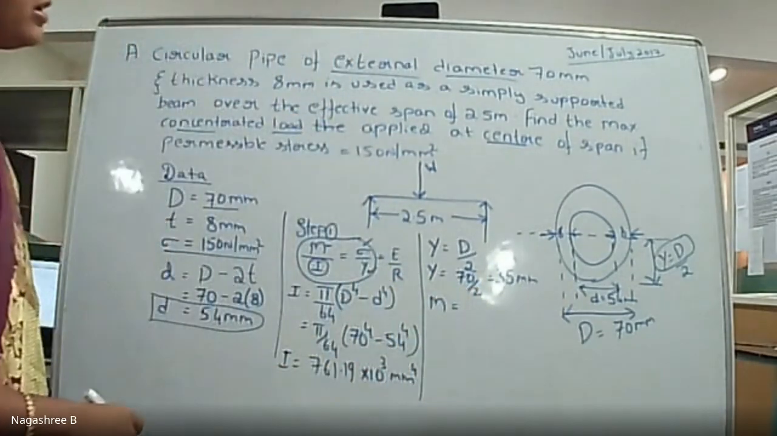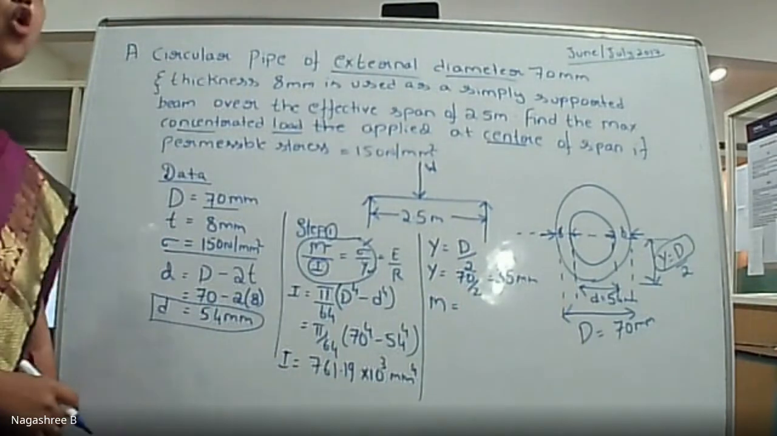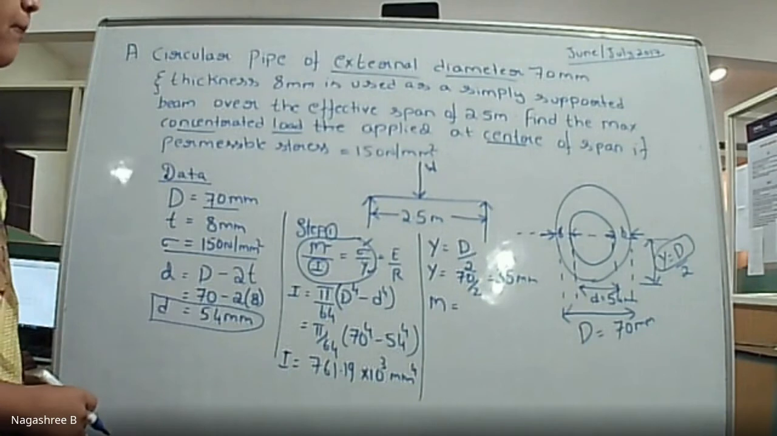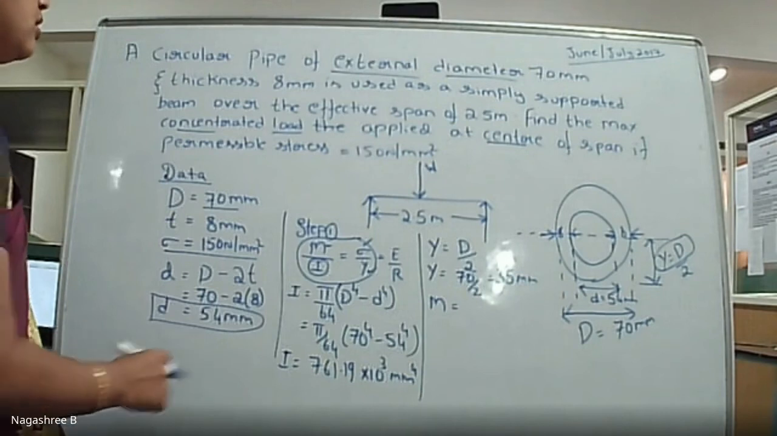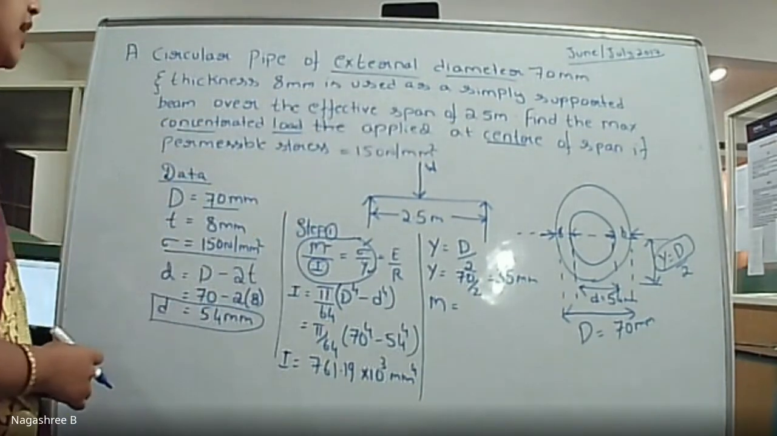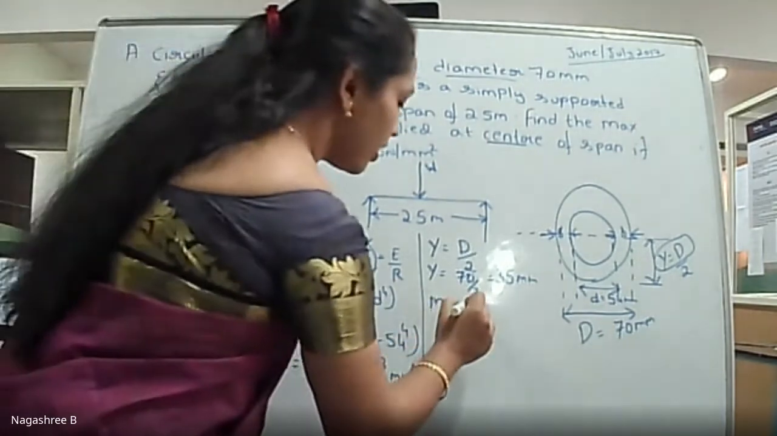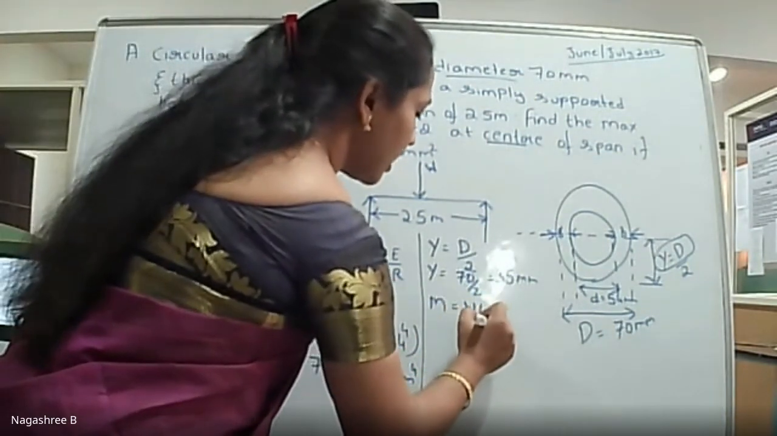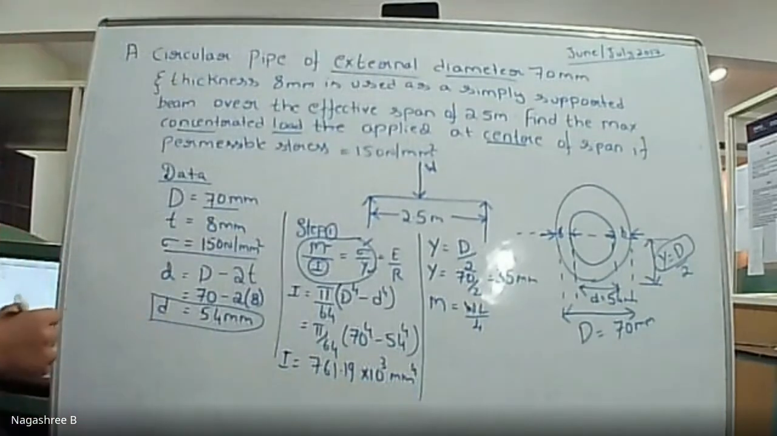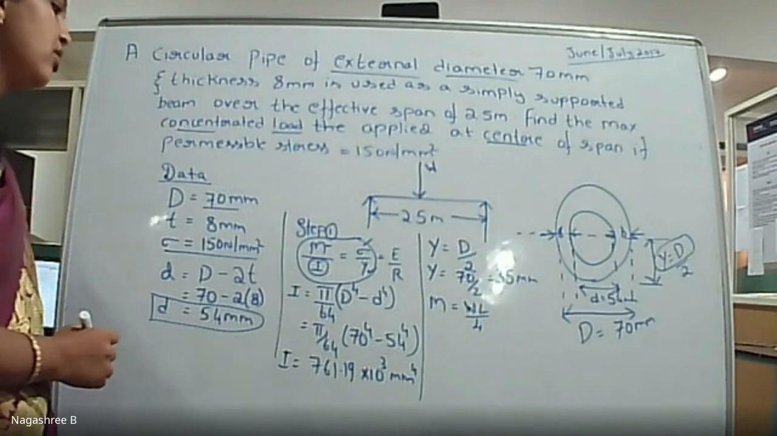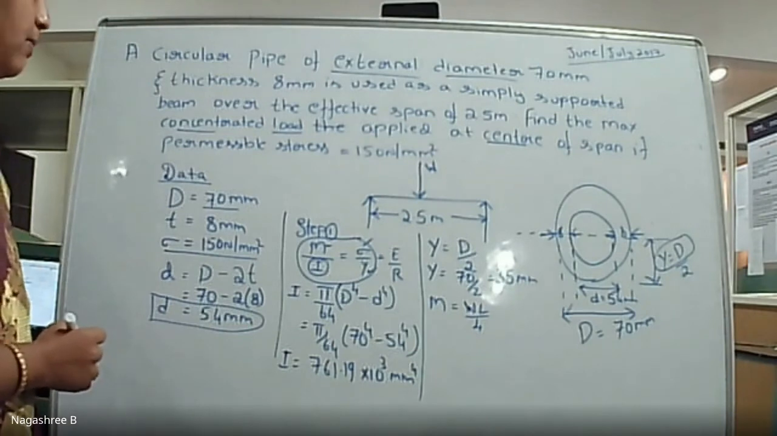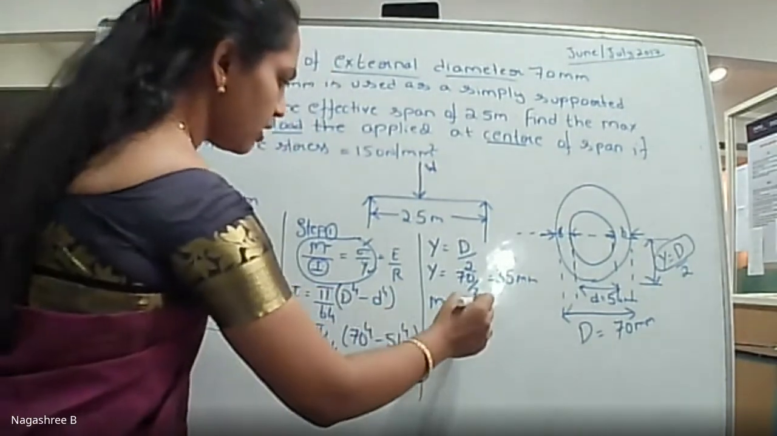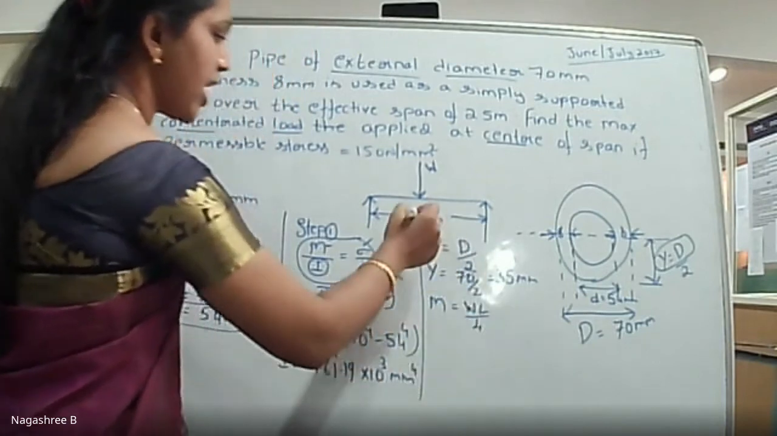Now the next step is that we need to calculate the value of M. So M here is nothing but the maximum value of the moment for the given condition. Which condition here? It is a center concentrated load. Whenever it is a center concentrated load, the maximum value of the bending moment will be equal to WL by 4. So here W we should calculate, and L we know as 2.5 meters.